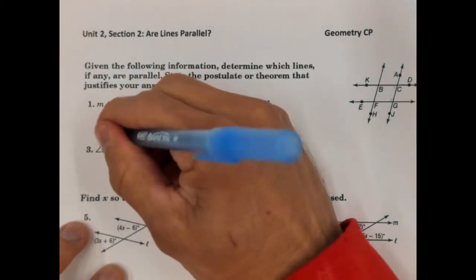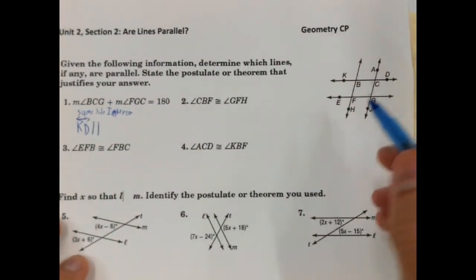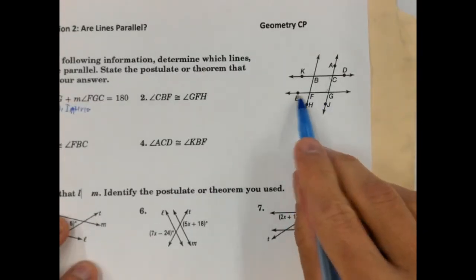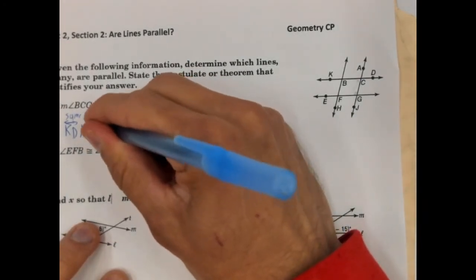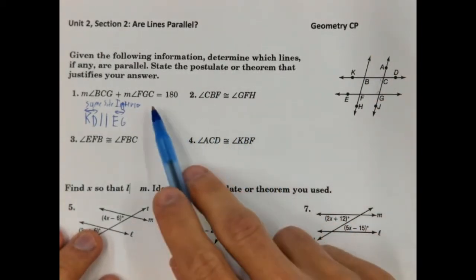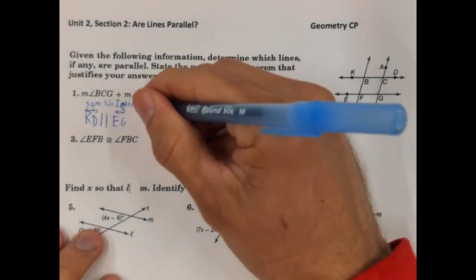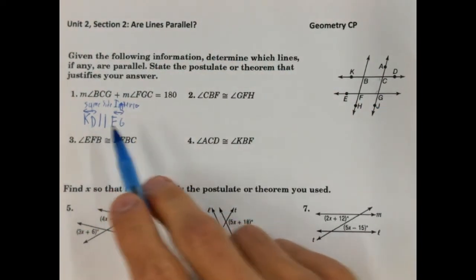So I'm going to use KD. So KD is parallel to, and then it'd be this other line. So this would be EG. And again, you could use any 2 points that are on these lines. You don't have to use the same two I'm using. And because it's same side interior, that's it. So identify the relationship and then say if they're parallel or not.